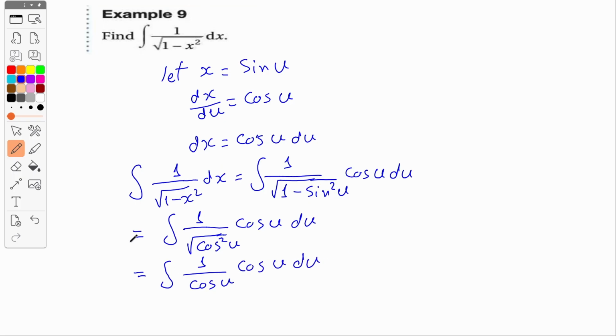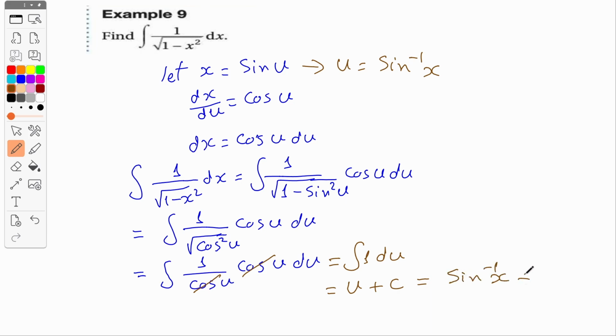Now this cosine u and this cosine u will be cancelled. So the next step is to write this as the integral of 1 du. The integral of 1 du is u plus c. Now what is u? If x equals sine u, then u equals sine inverse of x. So the final answer is sine inverse x plus c. This is the final answer of this question.